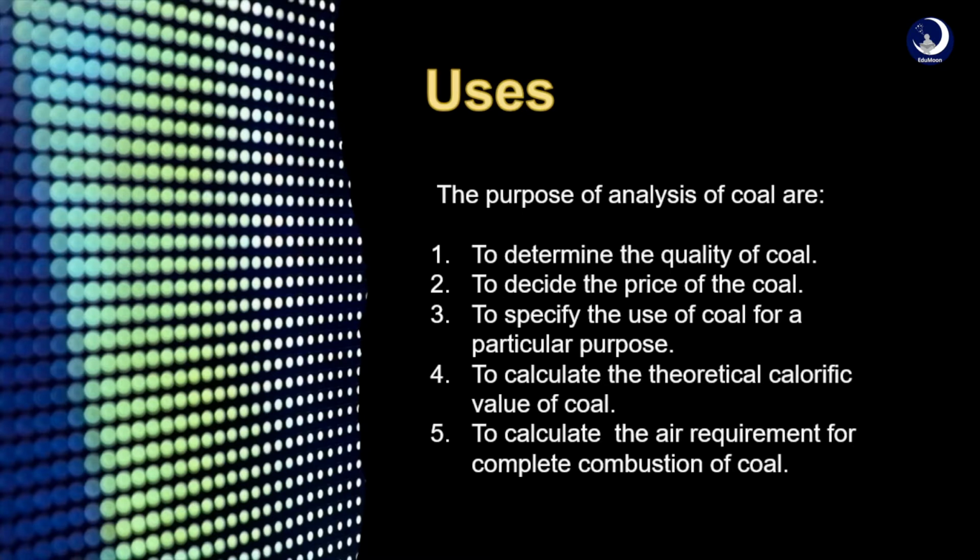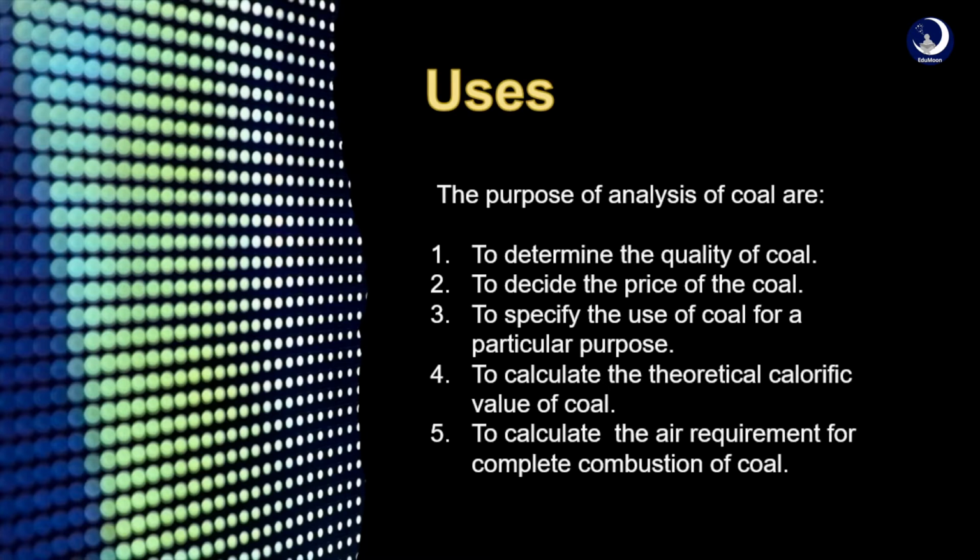We have a lot of purposes. We can use coal in different types of purposes for domestic and industrial purposes. But we have to know which coal should be used for this purpose. So, to specify the purpose, we have to conduct the analysis of coal. And the next one is to calculate the theoretical calorific value of coal. For this one also we have to conduct the analysis of coal. And also to calculate the air requirement for complete combustion of coal.